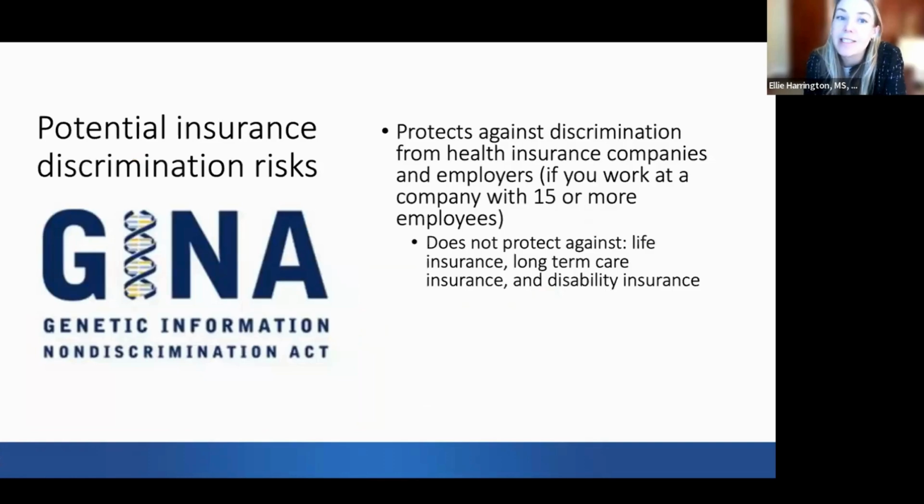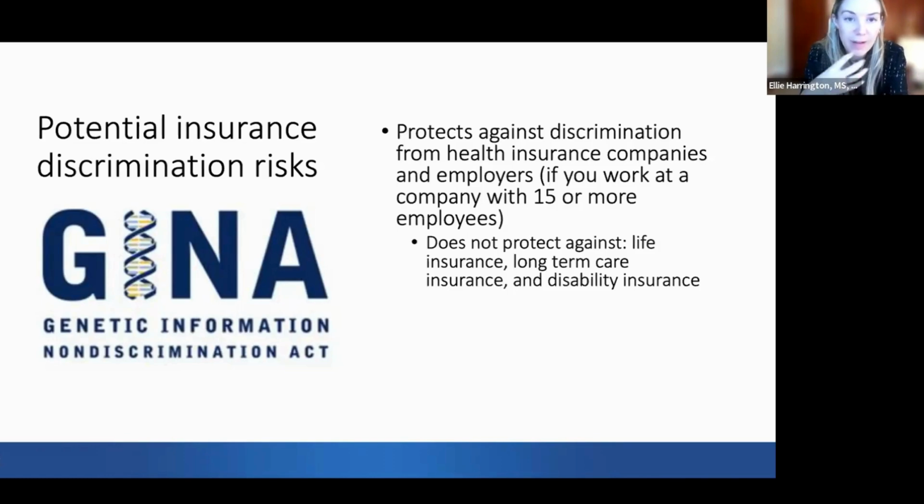Okay, last piece here is that insurance discrimination piece. There's a law in place called GINA, the Genetic Information Non-Discrimination Act. This law protects all of us against discrimination from our health insurance companies and our employers if we work at a company of more than 15 people.